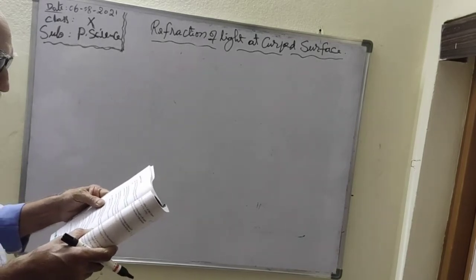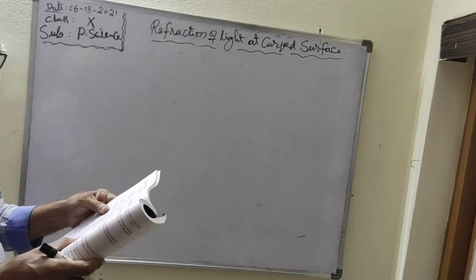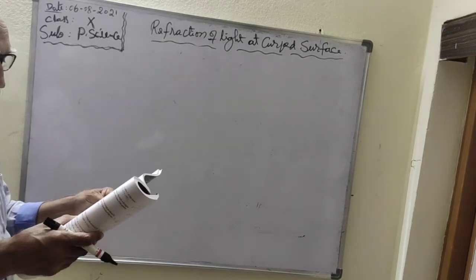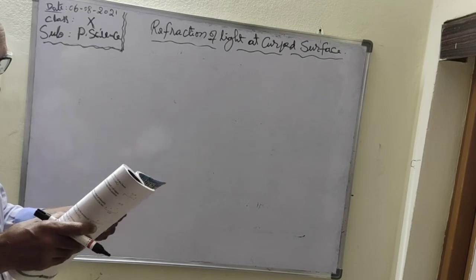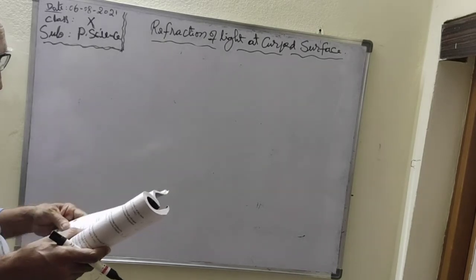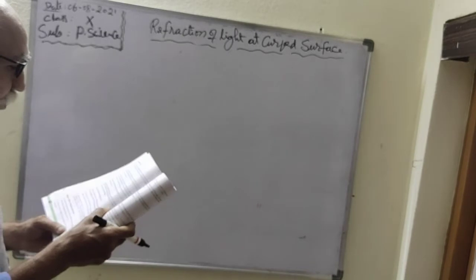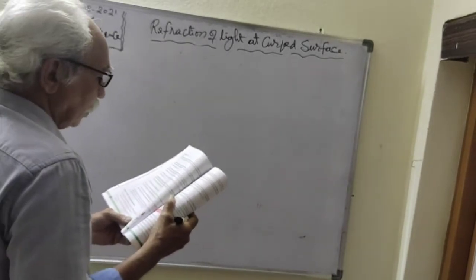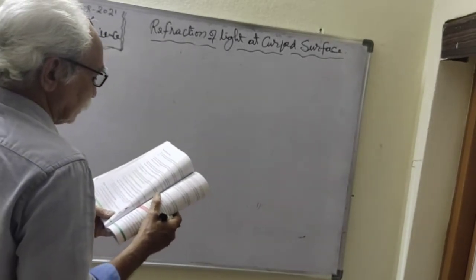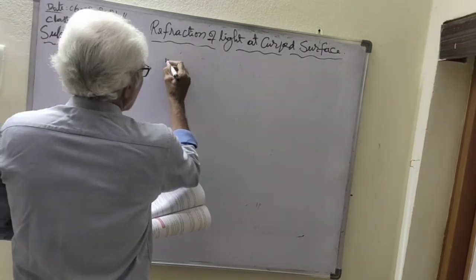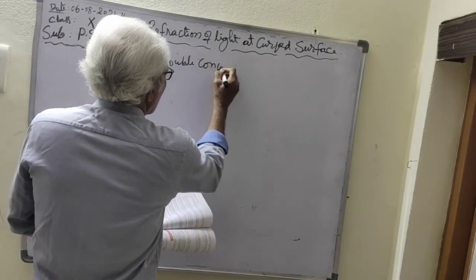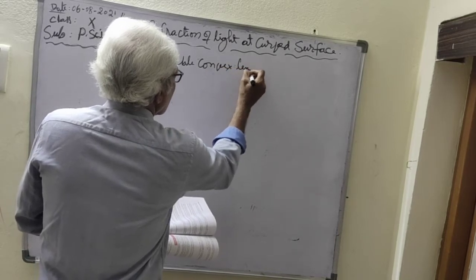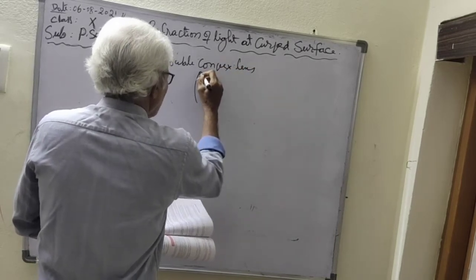A double convex lens has two surfaces of equal radii R. Refractive index is 1.5. Find the focal length f. This is the answer. So, a double convex lens has two surfaces. Here is the double convex lens.